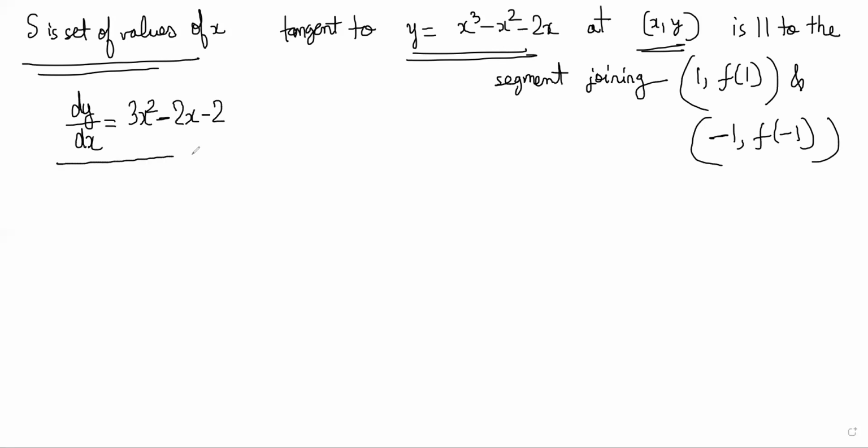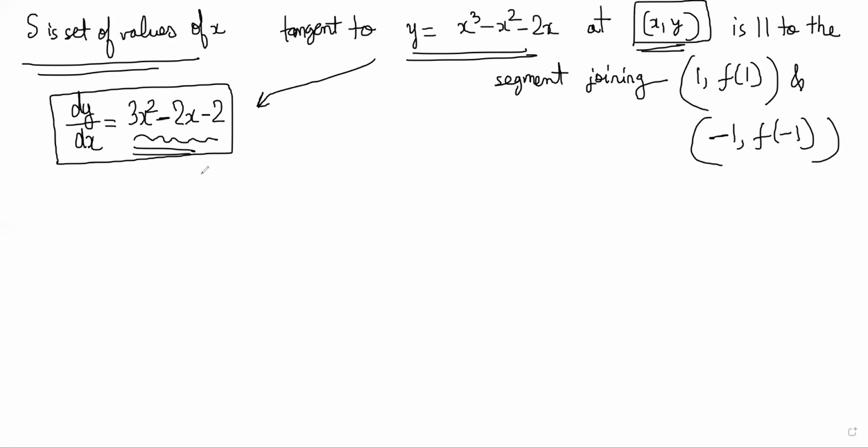Tangent can be a quadratic. What does dy by dx give you? Slope. So at what point are you finding the slope? At x comma y. So the slope of the tangent at that point is equal to this. What is the slope of the line segment here?